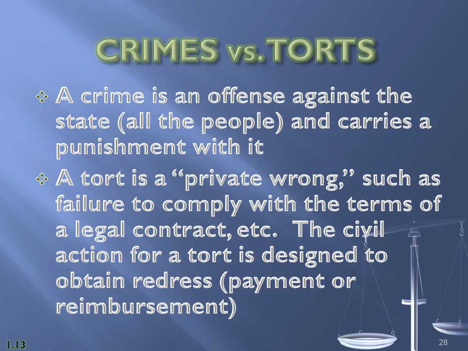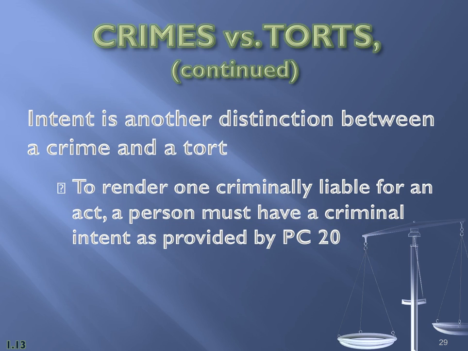All right, moving on. Crimes and torts. We know torts are what? Civil. Okay, crimes are criminal. We got that. A crime is an offense against the state, all the people, and carries a punishment with it. A tort, again, is a private wrong, such as failure to comply with the terms of a legal contract or something similar. The civil action for a tort is designed to obtain what they call redress or payment or reimbursement. Remember, we talked about that money thing. Intent is another distinction between a crime and a tort. To render one criminally liable for an act, the person must have a criminal intent as provided in Penal Code 20, and we'll get into that a lot more down the line.